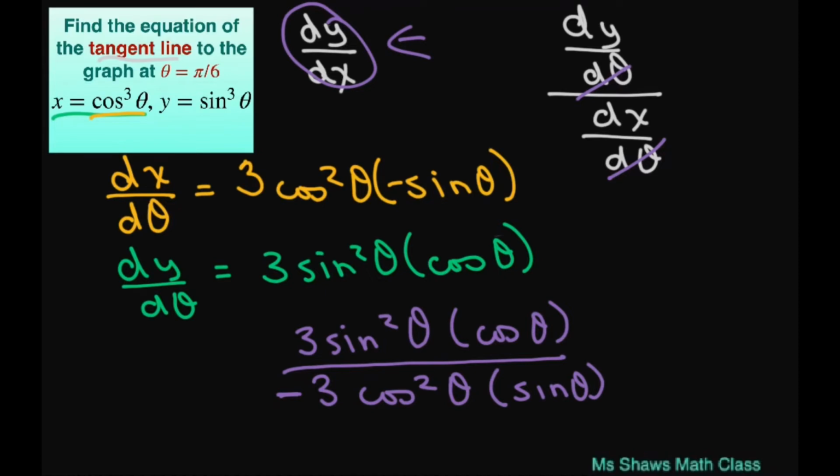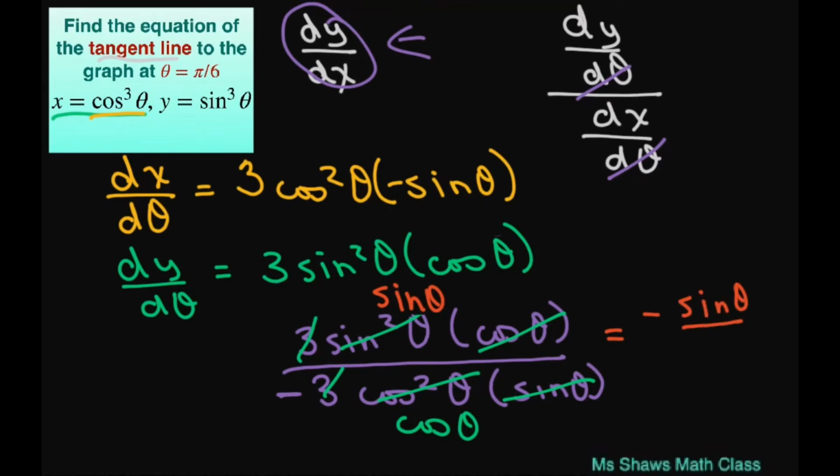Now simplifying this gives us, this goes into this one just one time, this goes into this one time, and the 3's cancel. This should be sine, sorry. So this should be sine. And we're going to get negative sine of theta divided by cosine of theta. This equals negative tan of theta.